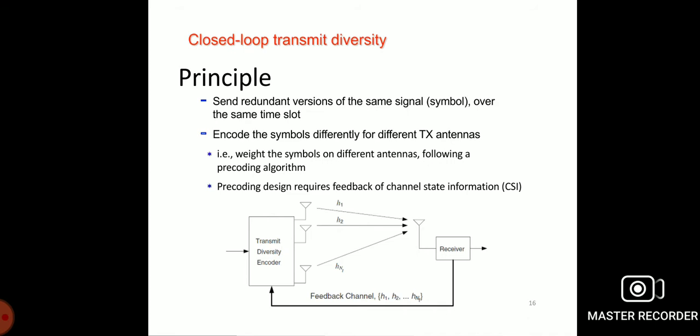The principle of the closed loop transmission diversity method is sending redundant versions of the same signal, that is, a symbol, over the same time slot. It encodes the symbol differently for different transmitting antennas. Therefore, the symbols are weighted on different antennas following a pre-coding algorithm. The pre-coding is designed using feedback of channel state information.